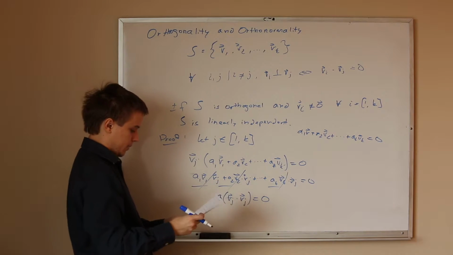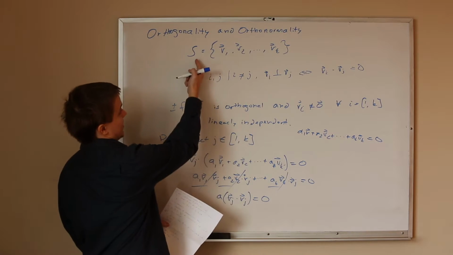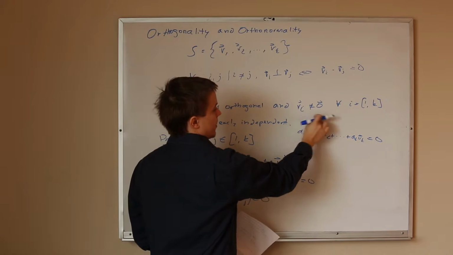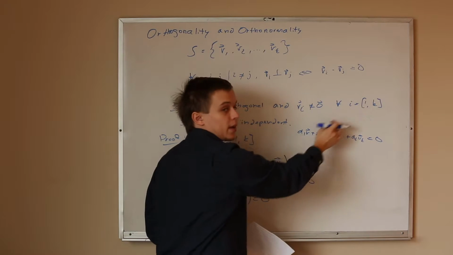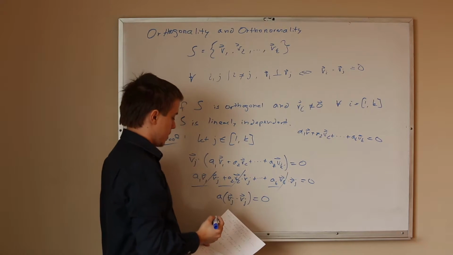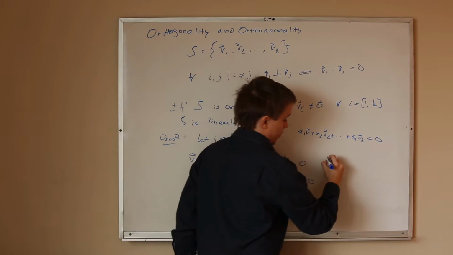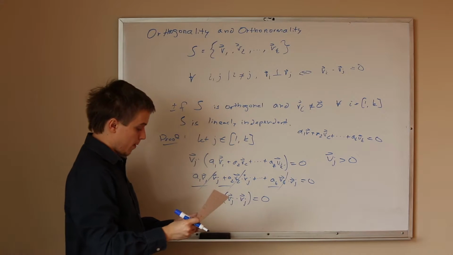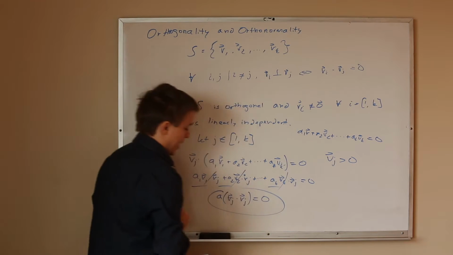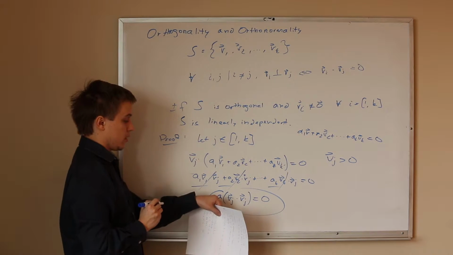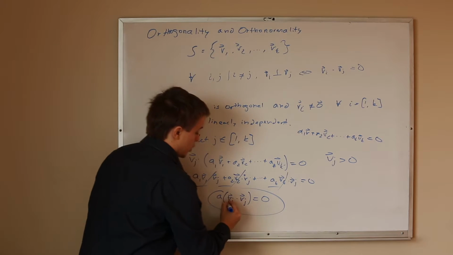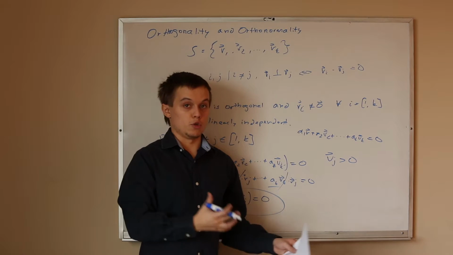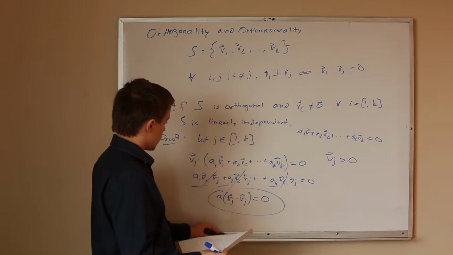Now, because the 0 vector is not in S by our assumption here, because Vi for all values of i from 1 through k is not equal to 0, we know that the norm of Vj is greater than 0. Therefore, the only other way this could be satisfied is if Aj equals 0. Because the only way for Vj dotted with itself to be 0 is for Vj to be 0. So we know that.